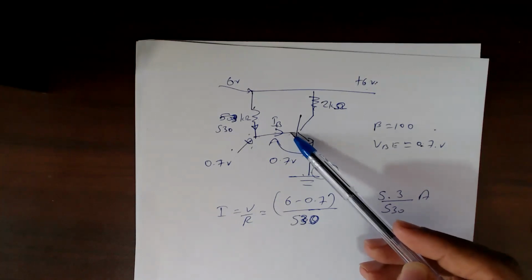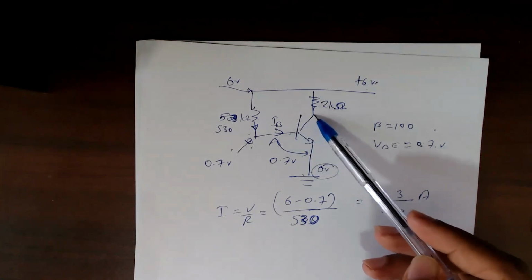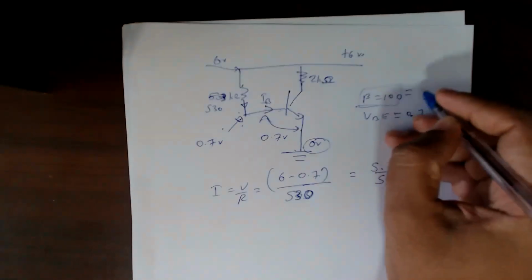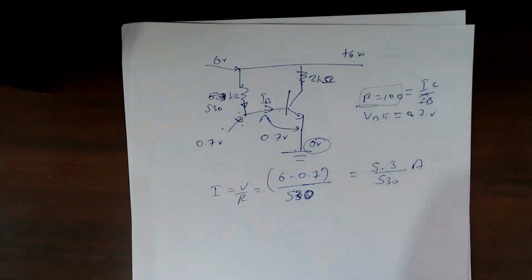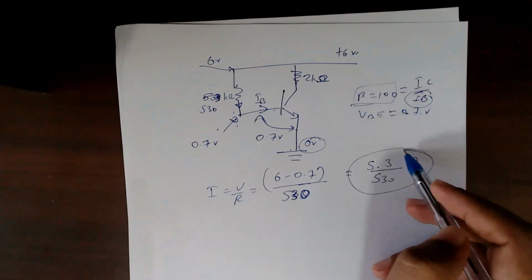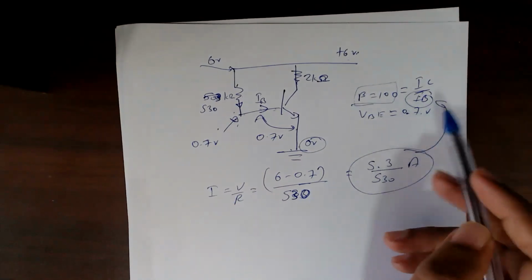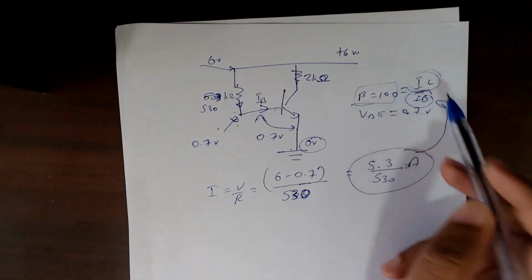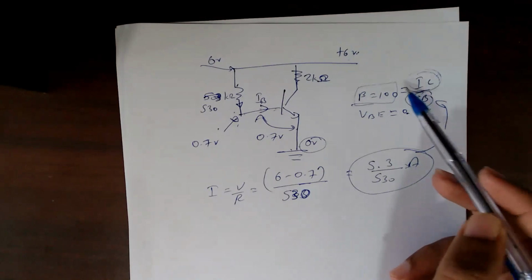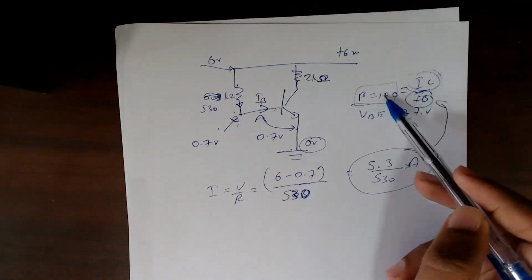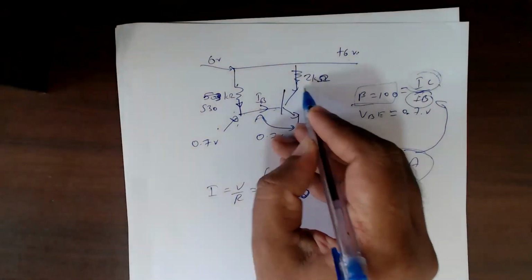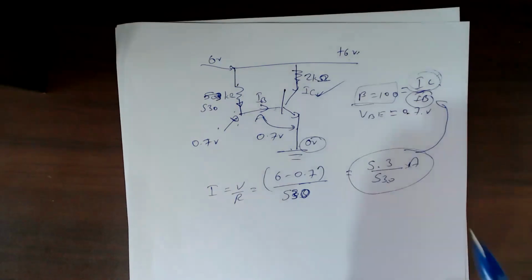So once you know the base current, you can calculate the collector current. How can you calculate the collector current? Beta. Now remember, beta means IC divided by IB. So IB we have already found. If we know the IB, we can put it here and multiply by 100, you get the IC. Beta is given as 100 in the question. So that means collector current is 100 times larger than the base current. We have found the base current, multiply by 100, we get the collector current. So now we know the IC as well.